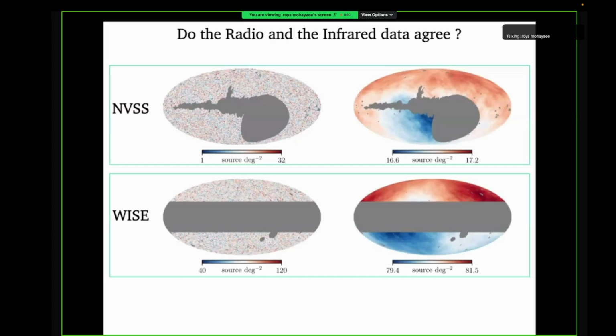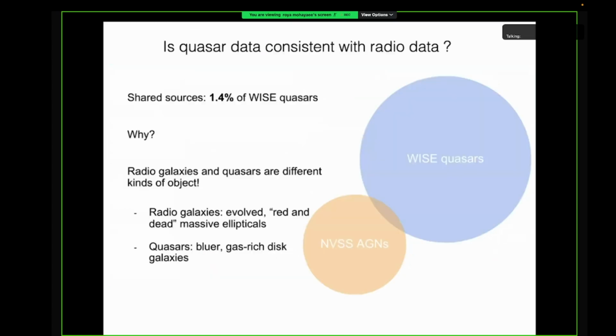Now, we went back to the radio data, and we wanted to compare whether the radio data that I showed you, the NVSS data, and the infrared data agreed or not. We reanalyzed the radio data, and I show you the difference. So radio data is very different from the quasar data. These are completely different sources.